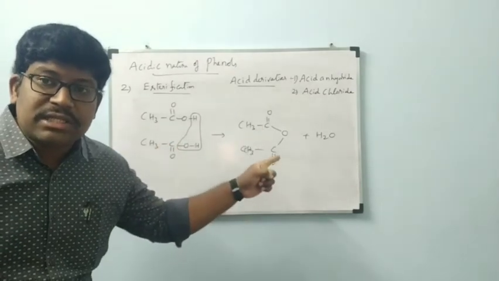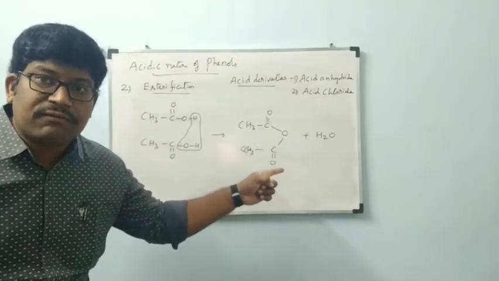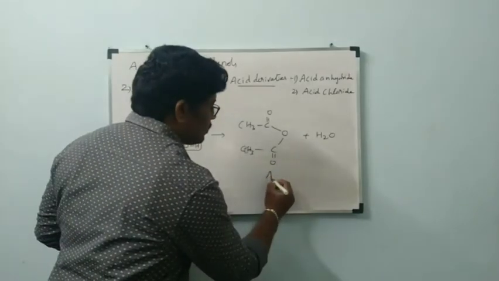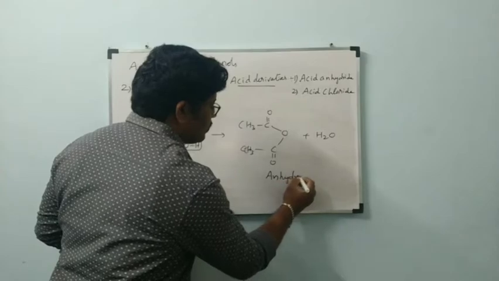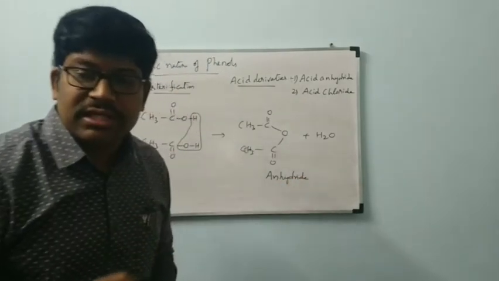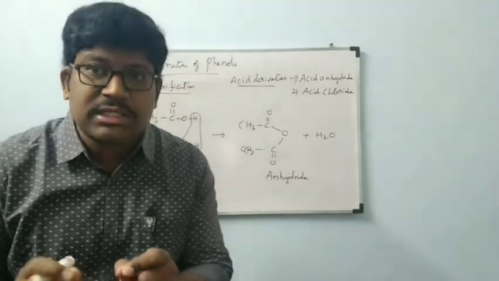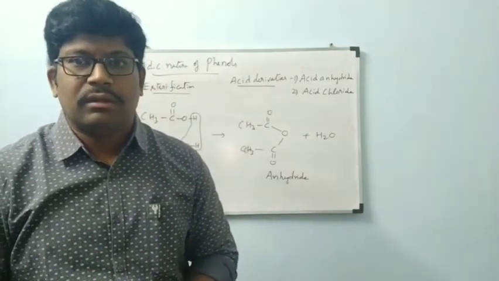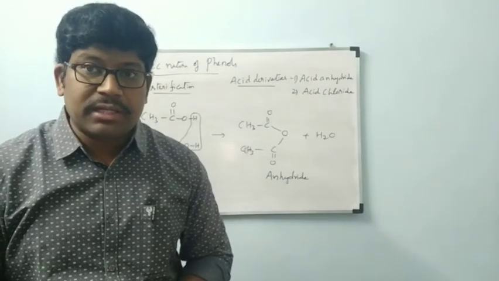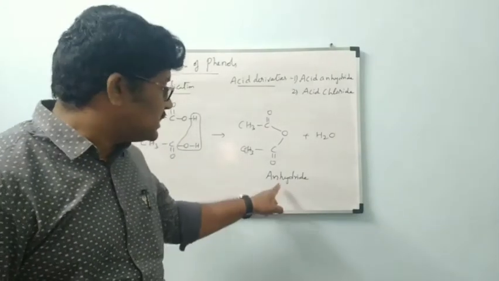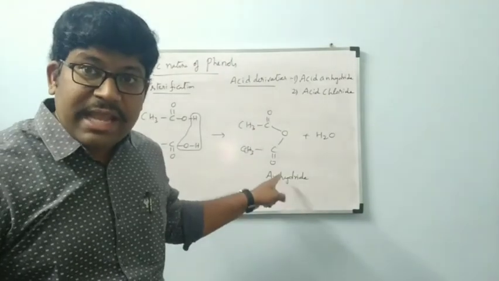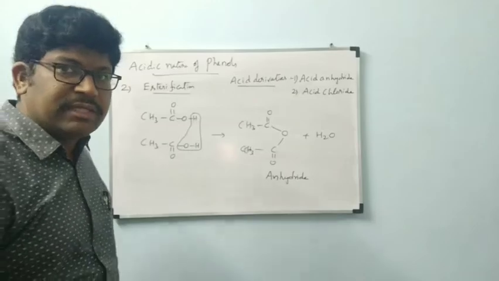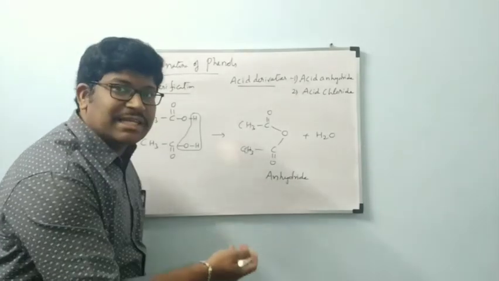The substance which is obtained by the removal of water from any other substance is called anhydride. Note down this definition: anhydride, the substance which is obtained by the removal of water from another substance. Now, this anhydride is obtained from acid. That's why this is called acid anhydride.